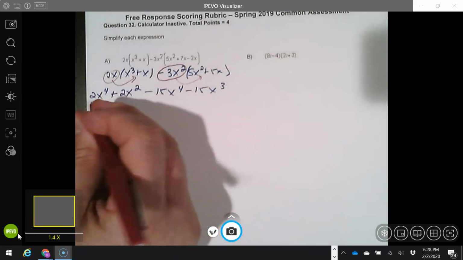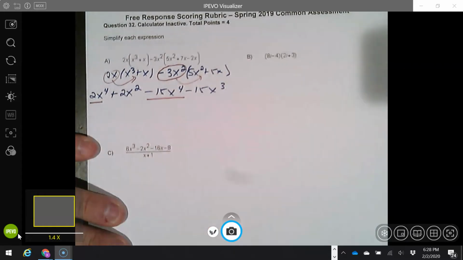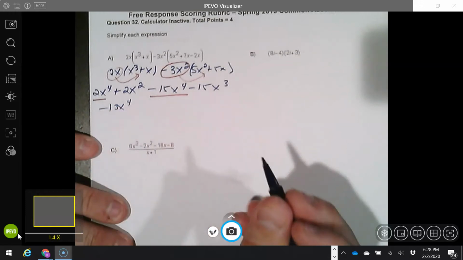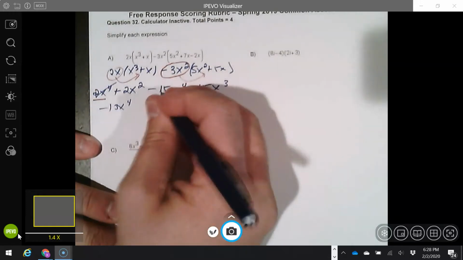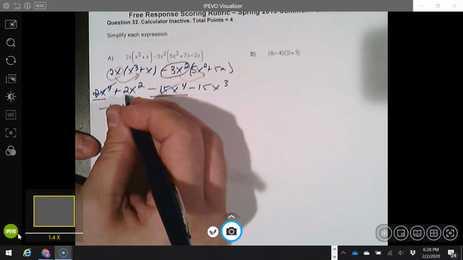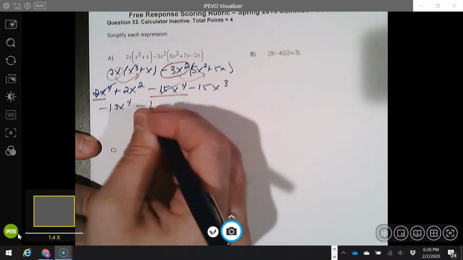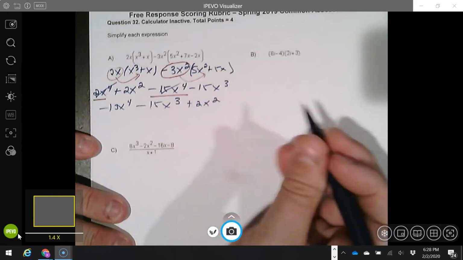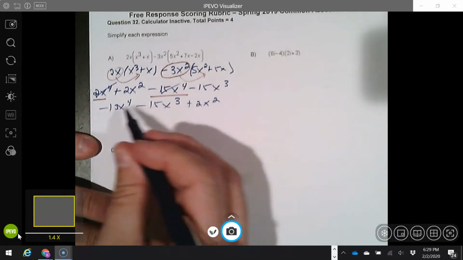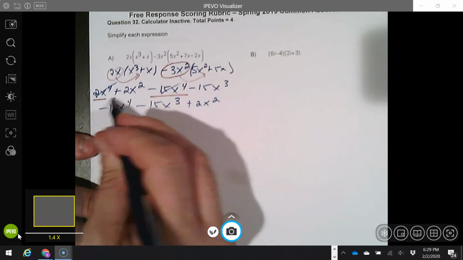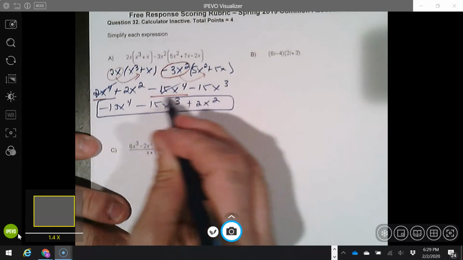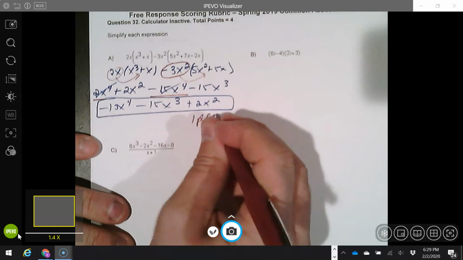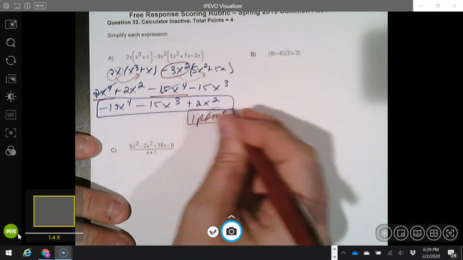So I see a positive 2x to the fourth and a negative 15x to the fourth. When I put those together, that'll be negative 13x to the fourth. I have a 2x squared and a negative 15x cubed. Those are not like terms, but I am going to write this in standard form, which is in decreasing powers of x. That is your final answer. That's about as good as you can get. And we only offered 1 point here.